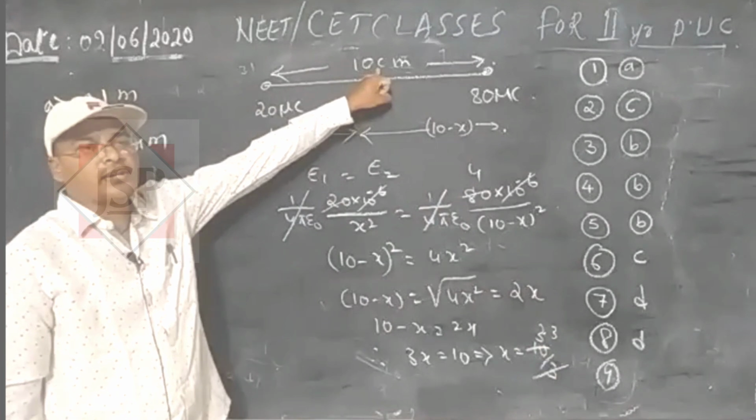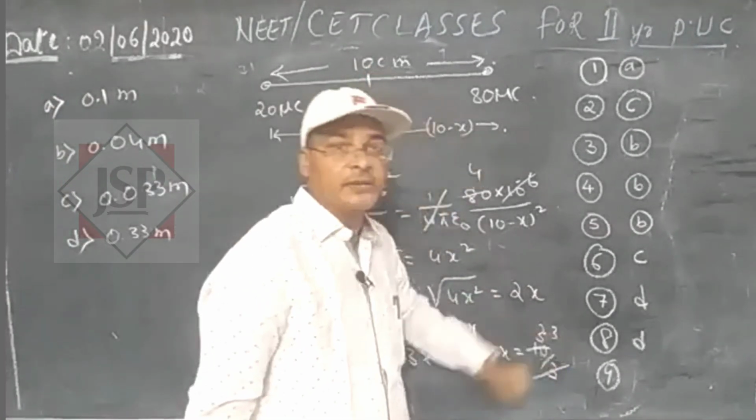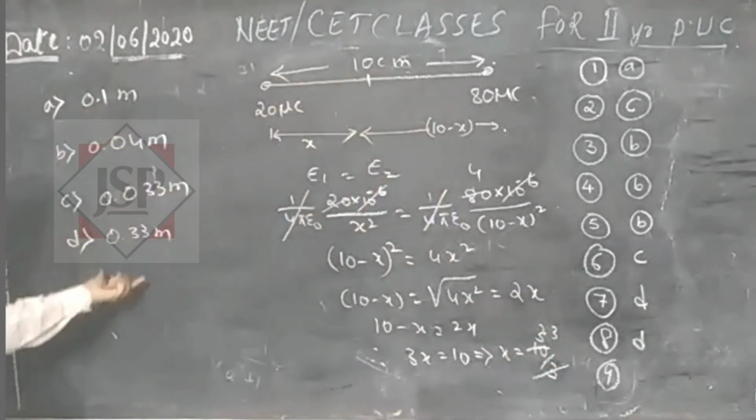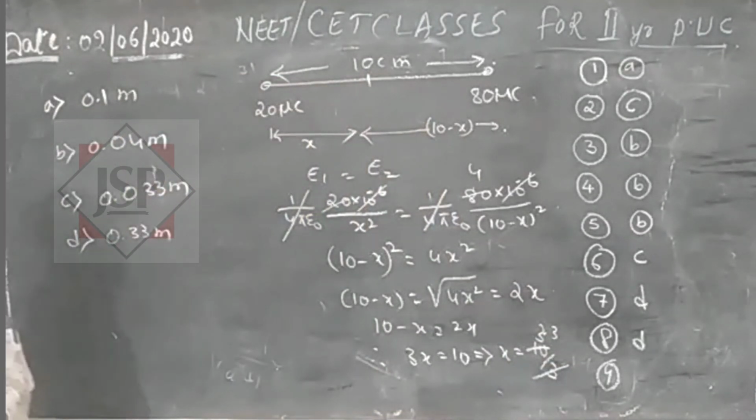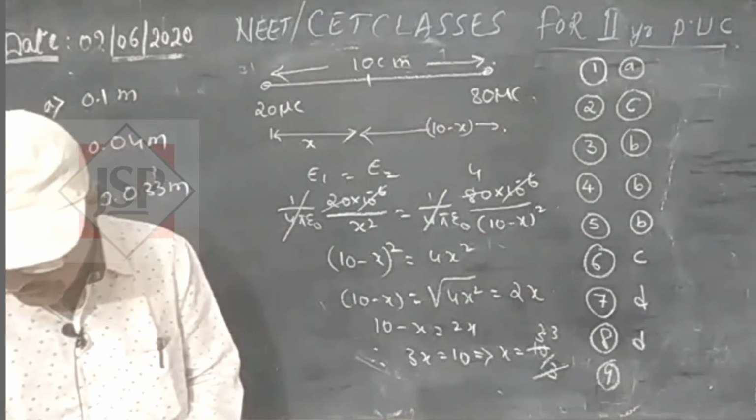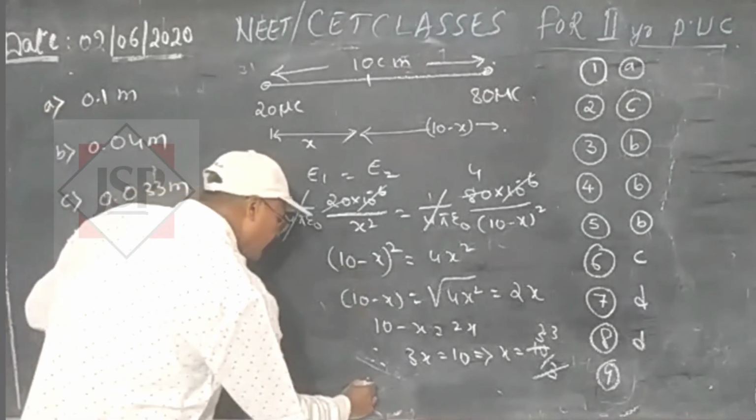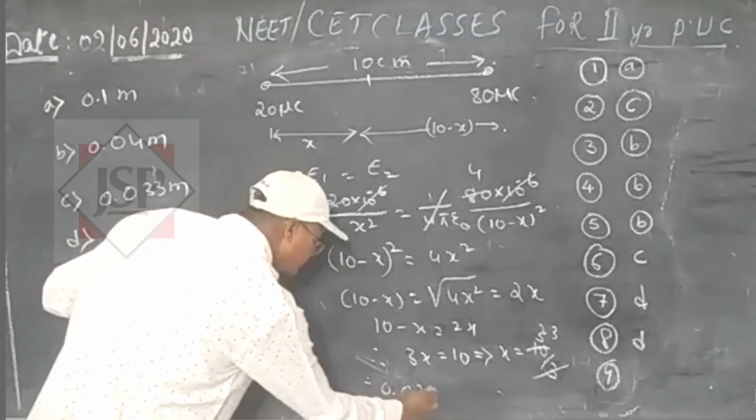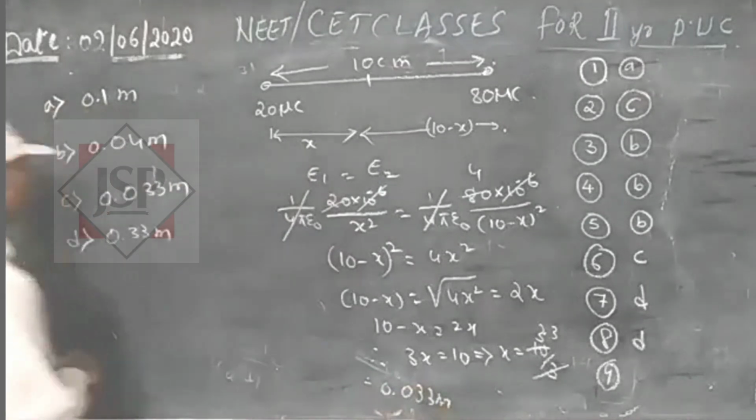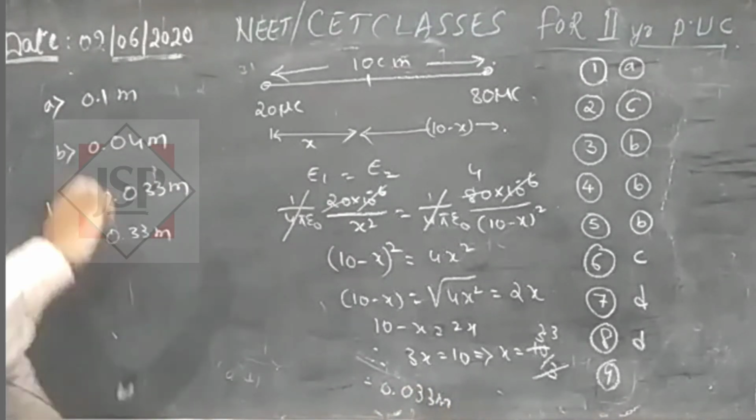ये सेंटीमीटर में है. यहाँ हमारे को जो आंसर आ रहा है, ये सेंटीमीटर में है. यहाँ ये सब ऑप्शन मीटर में हैं. तो मीटर बोले तो डिवाइडेड बाय 100 कर लेना. सो डिवाइडेड बाय 100 करें तो कितना आता है. 3.3 डिवाइडेड बाय 100 मींस इट्स अबाउट 0.033 मीटर. सो बिकॉज ऑफ दैट ऑप्शन सी है.